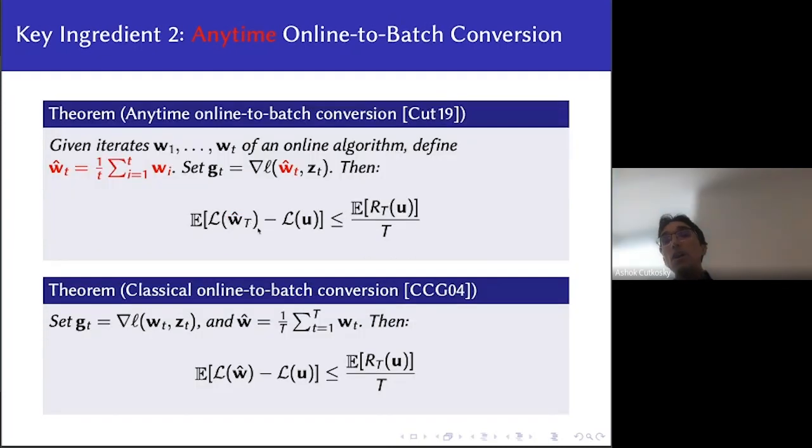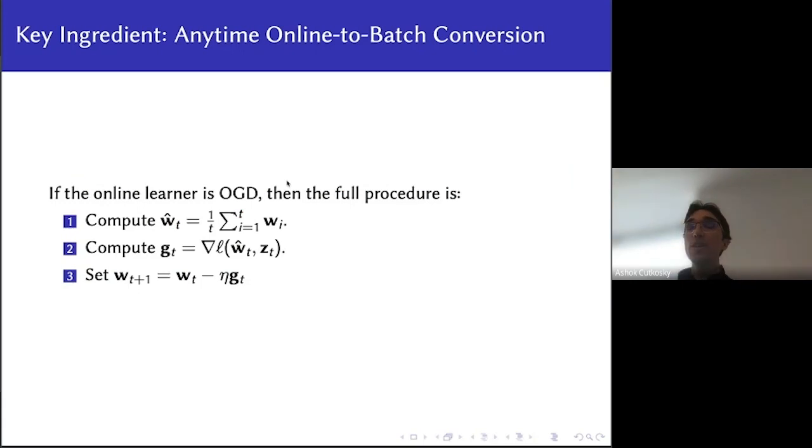So just to contrast this with the classical online to batch, it's almost the same. The only difference is that we evaluate the gradient not at WT, but at W hat T. To put this into pseudocode, if your online learner was online gradient descent, the full procedure would be: compute W hat T, which is the average, compute the GT, which is the gradient at W hat T, and then update WT minus eta times GT. And again, the only difference from regular stochastic gradient descent is that this GT is now evaluated at this average instead of at the actual WT.